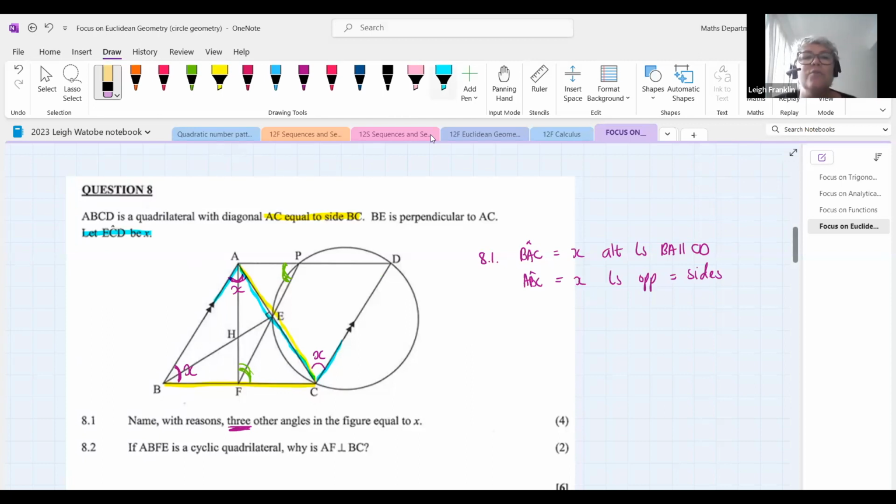Let's see what else you guys are saying in the chat. It's D because of co-interior angles. Okay, but co-interior angles are supplementary. They add up to 180. They're not necessarily equal to each other.